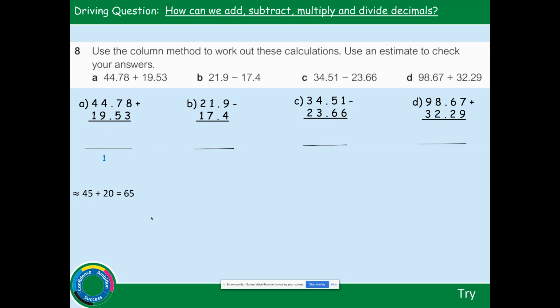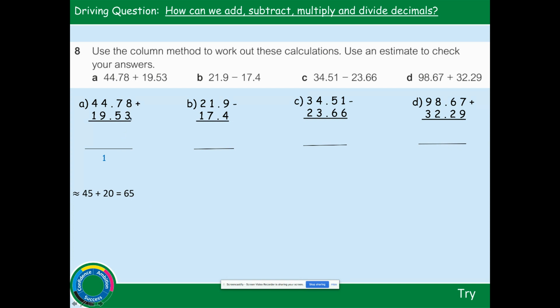Use the column method to work out these calculations. Use an estimate to check your answers. So these are just a little bit more tricky than the first ones that we've done. So I'm going to just talk you through the first one, and you'll do the other three on your own.